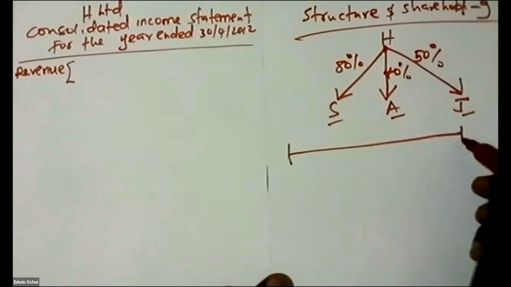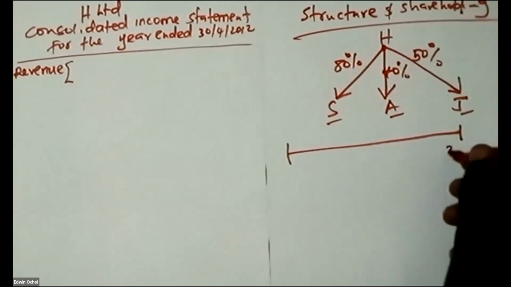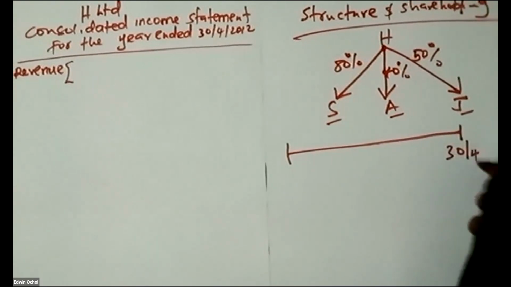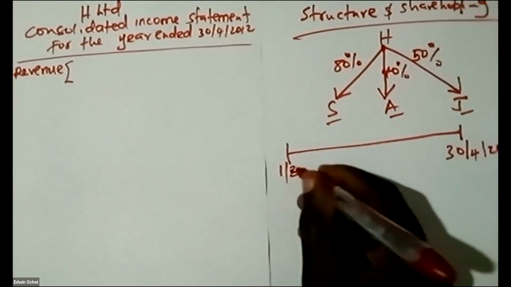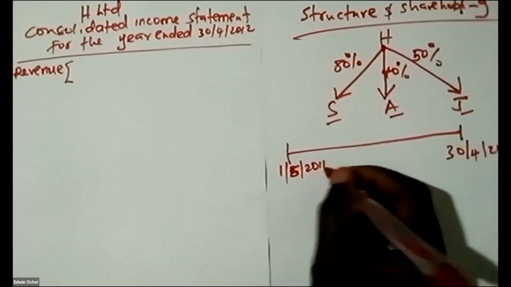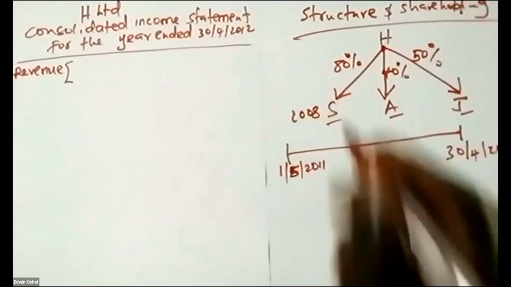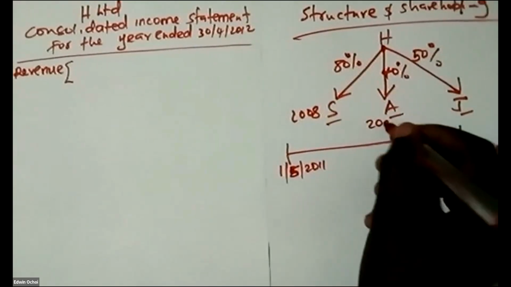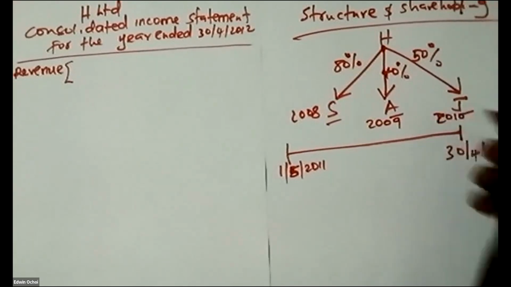Then you draw a line in order to determine if the subsidiaries or investee companies were existing for the full financial year. Our financial year ends on 30th April 2012. So it means it starts on 1st May 2011. And you know that S was acquired on 1st May 2008, according to the additional information. This one was acquired 2009, and this one was acquired 2010. And for all of them, it was May.